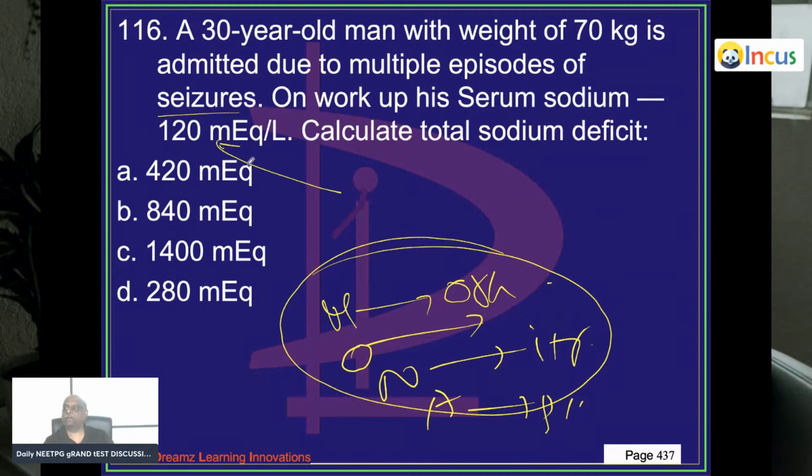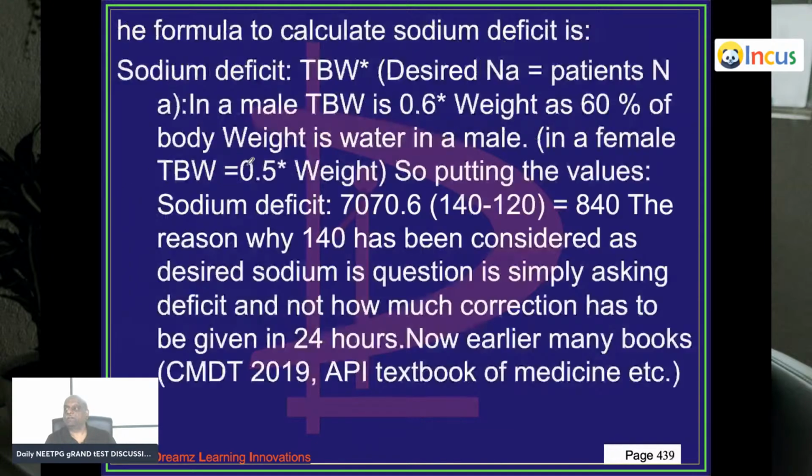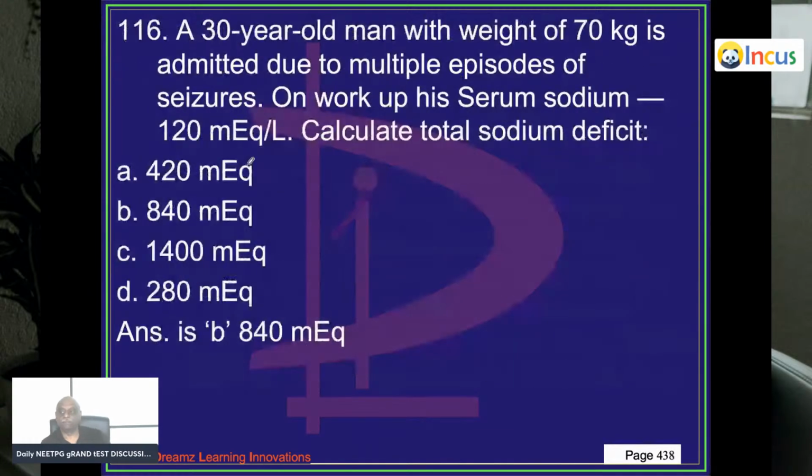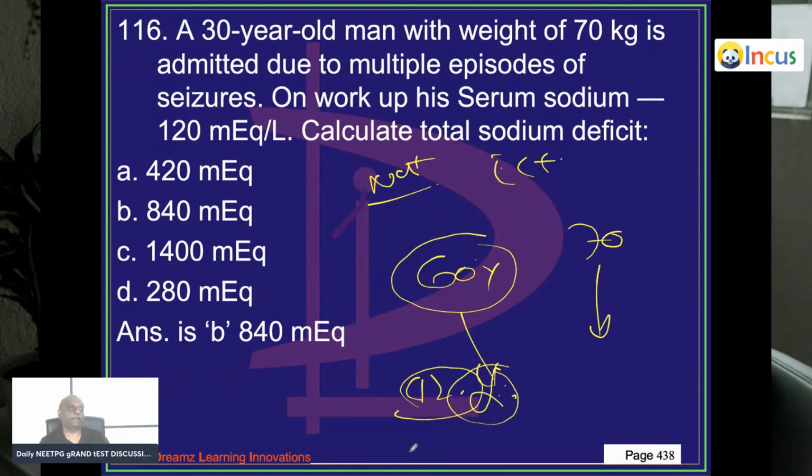30-year-old with weight of 70 kg is admitted to multiple episodes of seizures. Serum sodium is 120. How do you calculate sodium deficit, doctor? Very, very, very simple. Sodium is principally in intra or extracellular fluid? Extracellular fluid. So what percentage of the human body weight is water? ECF 60%. So 70 kg वाले में 60% क्या हो गया? 42. So 42 liters of ECF is there.